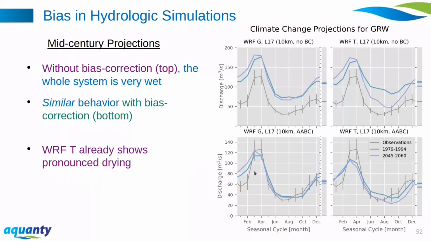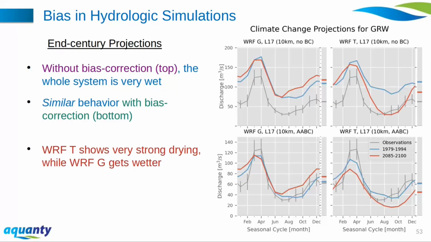Now, if we are going to mid-century, there's a bit of an increase in winter precipitation. And so you see there's an increase in winter flow. There's also an increase in melt in winter. So that's why the flow in winter generally increases. But what you can also already see in WRF T is there's a decrease in flow in summer, right? And at end of century, this is pretty massive. So the red line now is end century.